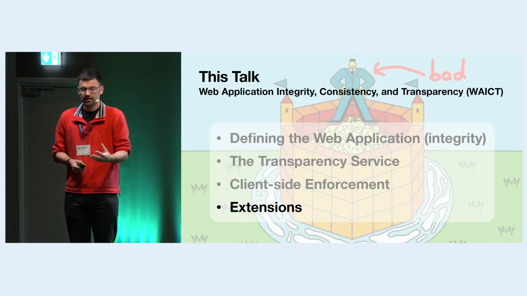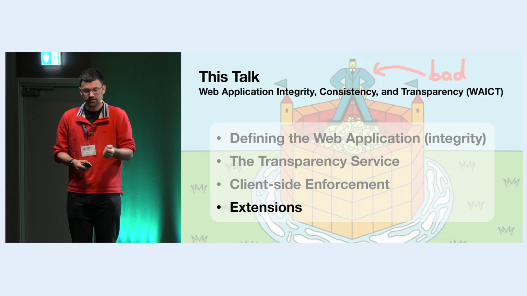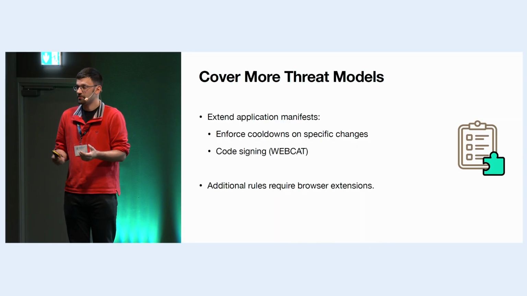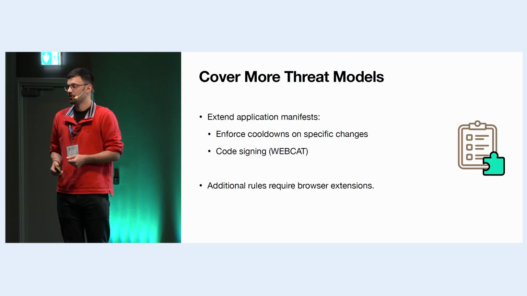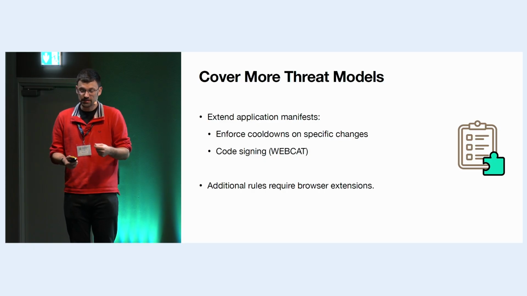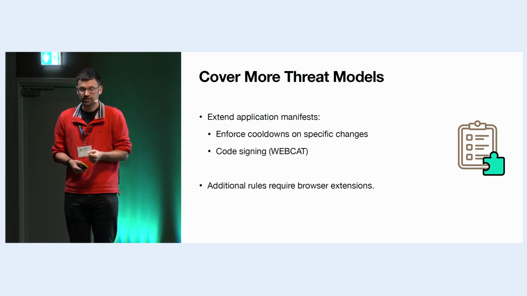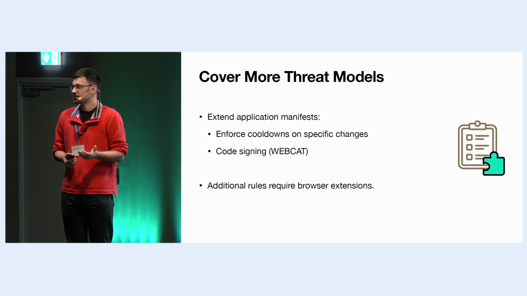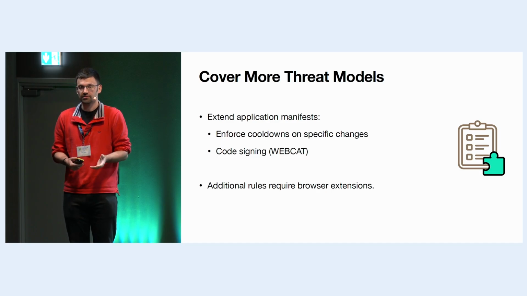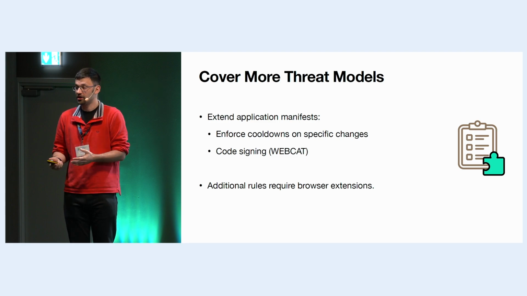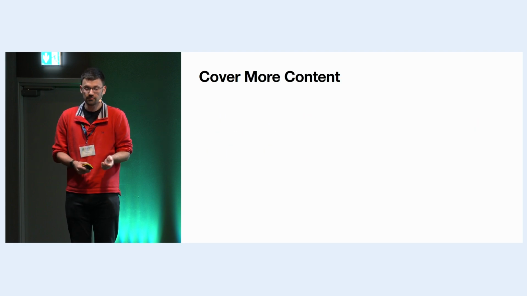So we talked through the client side there, and now we're going to look at the extensions very quickly. We could certainly imagine that this threat model might not be right for you. In particular, we're going to focus on making sure that this remains available, but you might want stronger security. You might want cooldowns on specific changes. You might want stronger code signing properties. And we see a way to extend this through the existing browser extensions platform, where they can mediate this and impose stronger requirements, for example, if they'd like to.